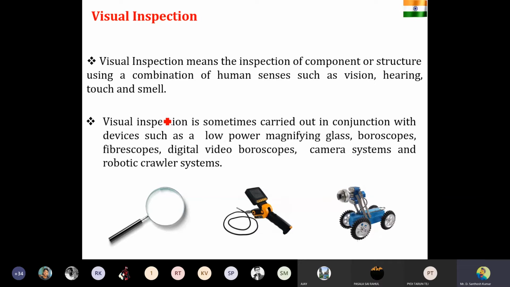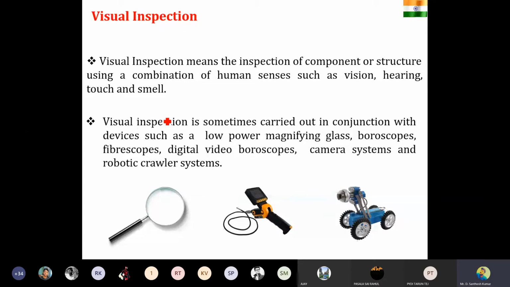If you do not see anything by the naked eye, then you can take the help of some equipment, like the example clearly mentioned on the screen, a magnifying lens, which will enhance the visibility of the surface of the component. There are different kinds of magnifying lens: 10x zoom, 20x, 30x, depending upon the lens. So you can detect defects or flaws on the surface of the component.